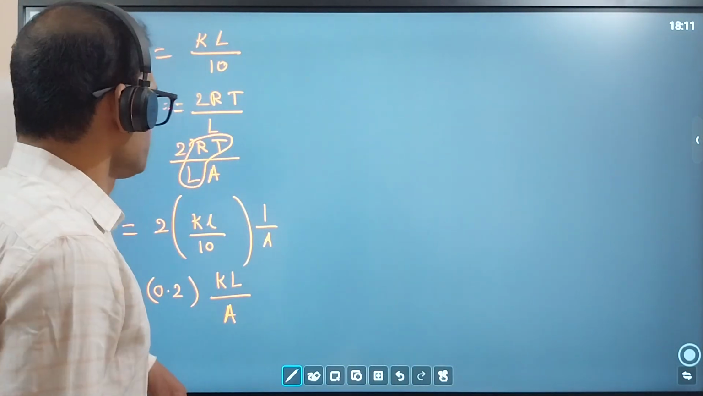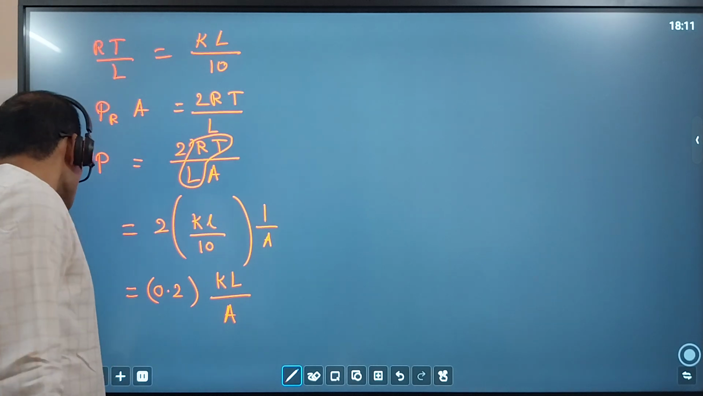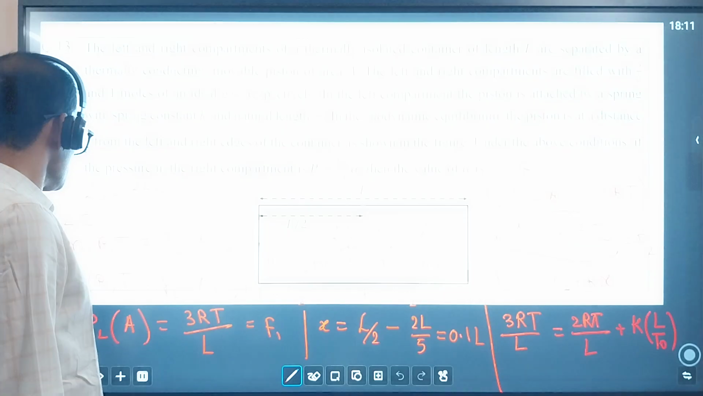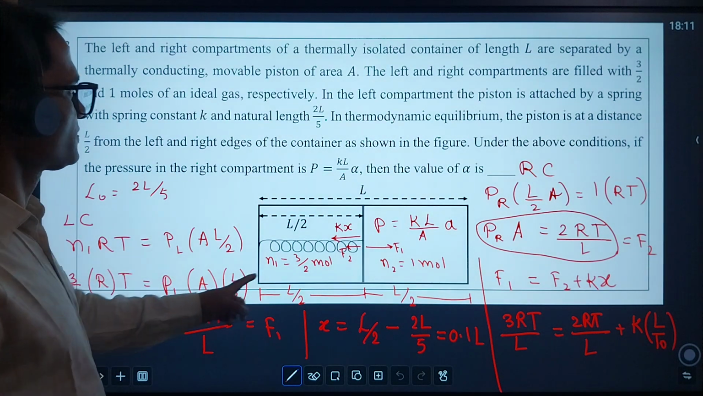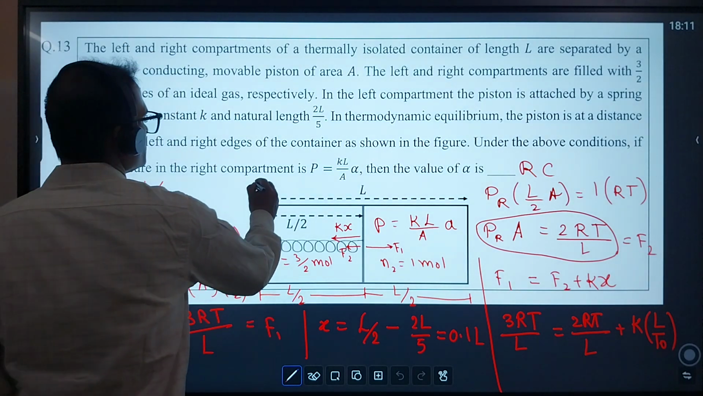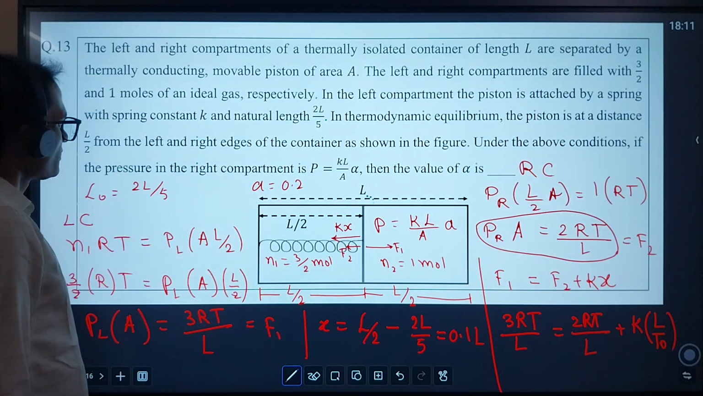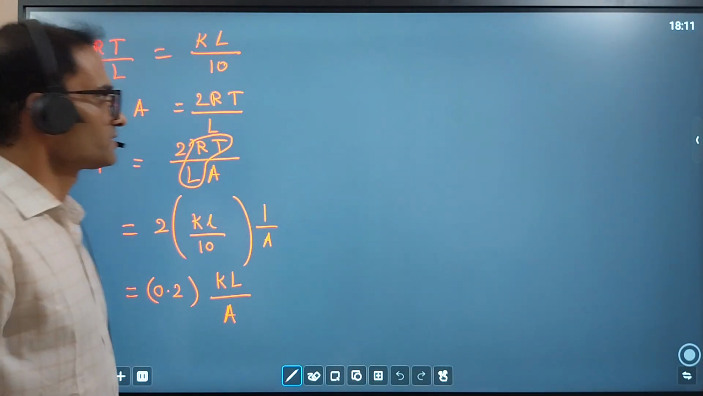So our answer for alpha is 0.2. Okay, so alpha is equal to 0.2. So that is all. Okay, I am ending it.